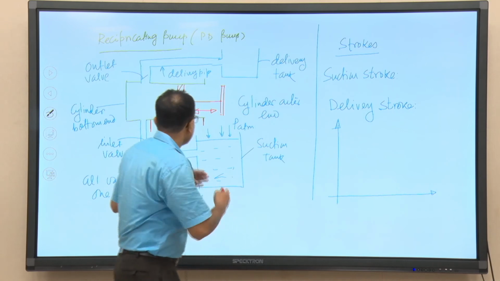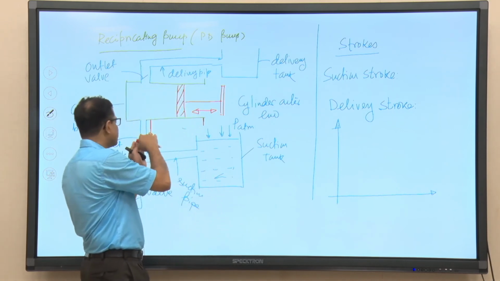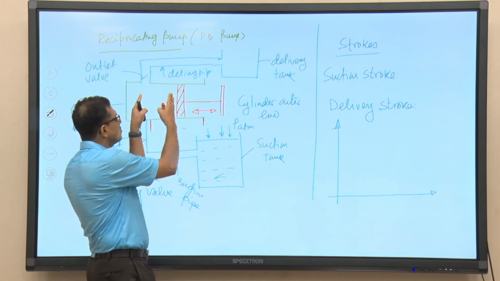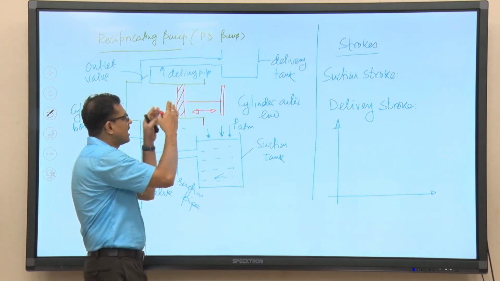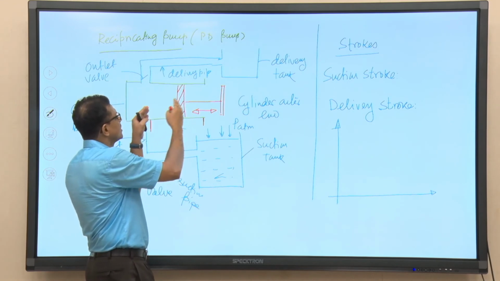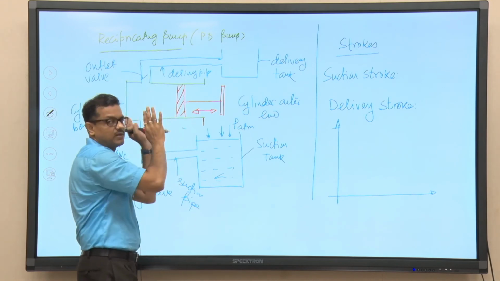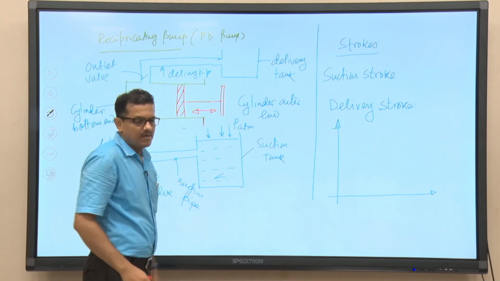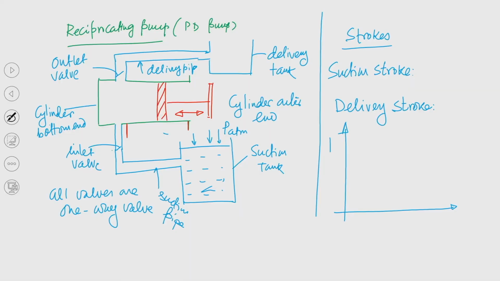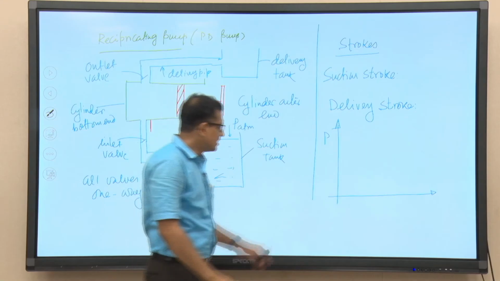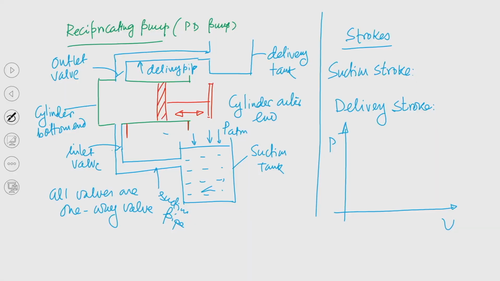And in the delivery stroke this valve remains closed. The cylinder now has a certain amount of liquid mass, and that liquid will be displaced during the delivery stroke through the delivery pipe. So, again pressure and volume will be changing. If we try to draw the change of pressure inside the cylinder and the volume of the liquid, in this PV plane.